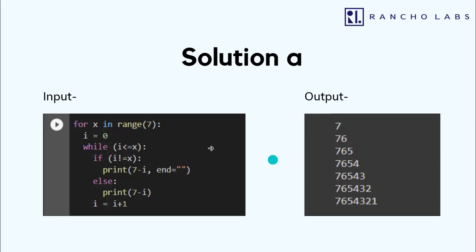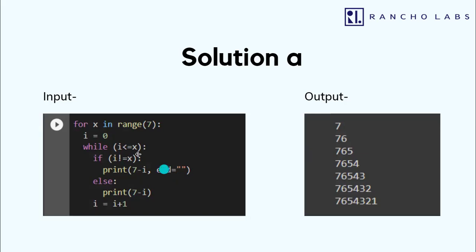To do that, I is equals to 0. I less than or equals to x. So we are comparing x and I. If you see here, in the first statement, it is 1, 2, 3, 4. It is incrementing, right? So we are comparing I with x. Then if I not equals to x, we will be printing 7 minus I with end equals to nothing. Else, we will be printing 7 minus I.